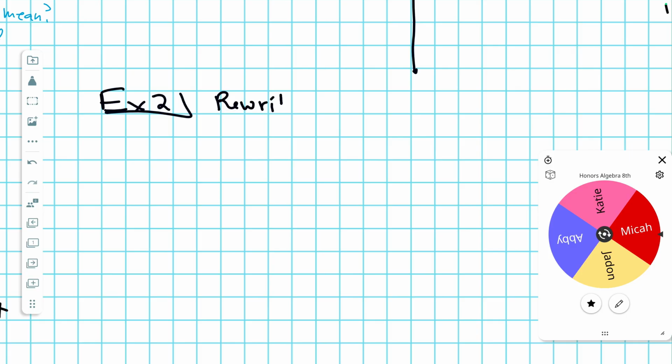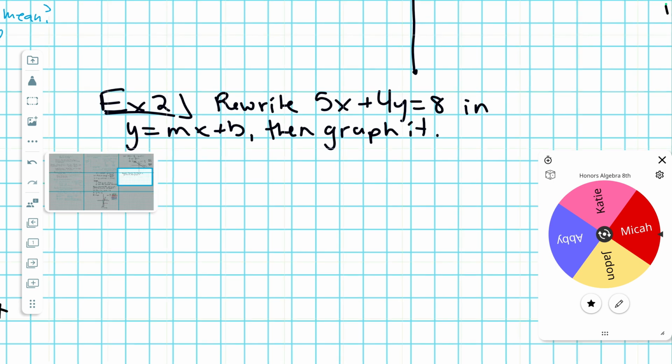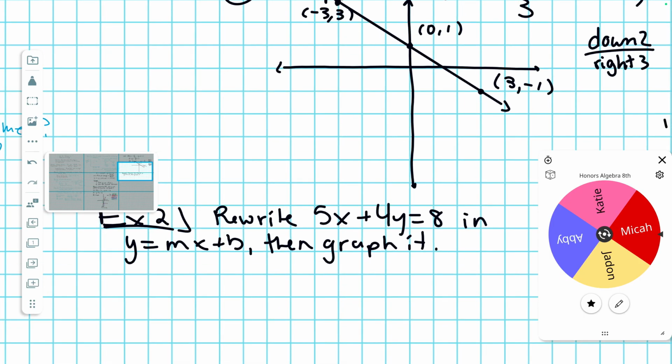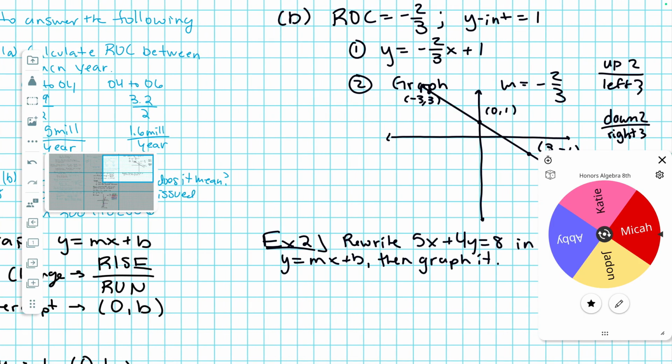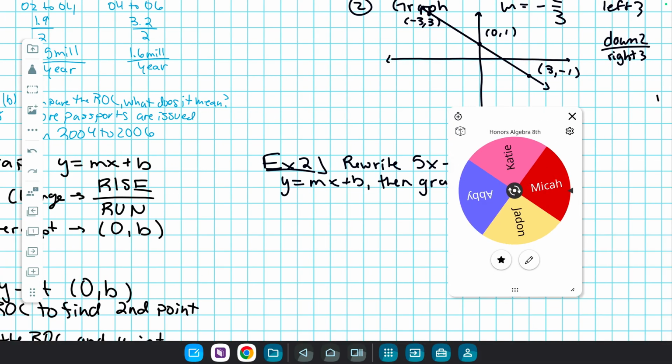Example 2. Rewrite 5x plus 4y equals 8 in slope-intercept form. Then graph it. I'll move this back up if anybody needed to fix their graph. I can go like this. Okay. All right. And I'll move this. Okay.